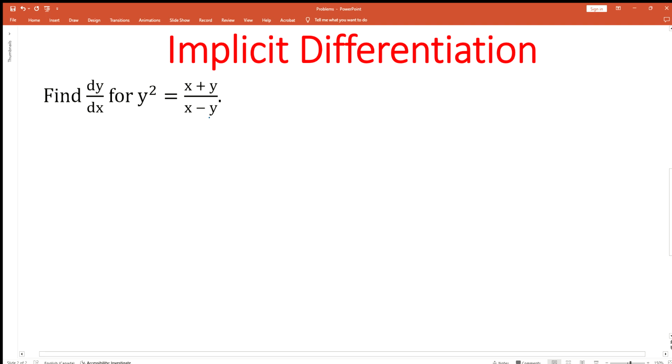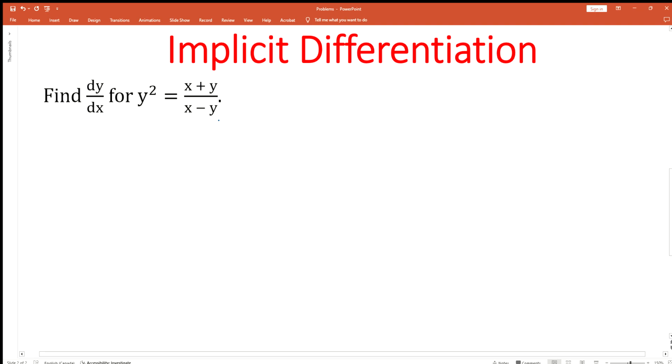To find dy over dx, we have to find the derivative of all terms in this equation with respect to x. In this equation, the expression on the right side is x plus y over x minus y. It is a fraction. To find dy over dx for this given equation, we would have to use the quotient rule because of the fraction x plus y over x minus y.